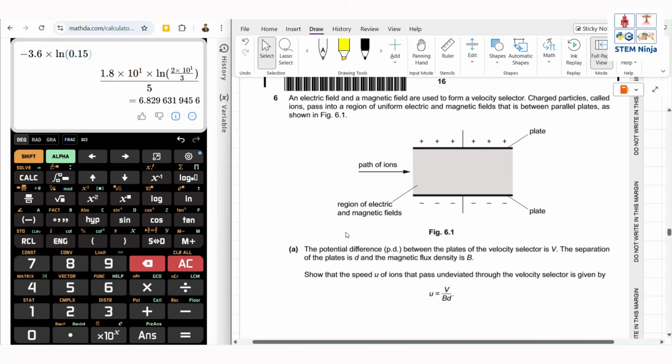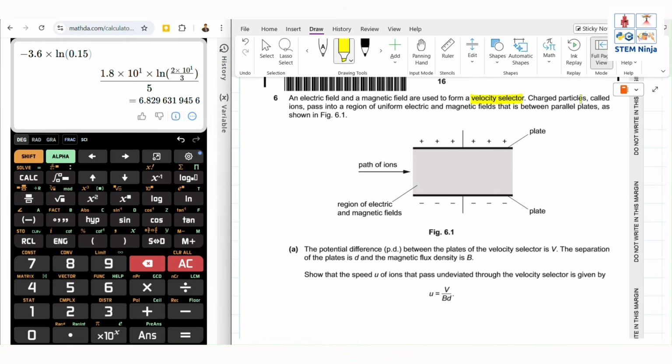An electric field and magnetic field are used to form a velocity selector. Charged particles called ions pass into a region of uniform electric and magnetic fields that is between parallel plates as shown. The potential difference between the plates of the velocity selector is V. The separation of the plates is D and magnetic flux density is B. Show that the speed U of the ions that pass undeviated through the velocity selector is this.